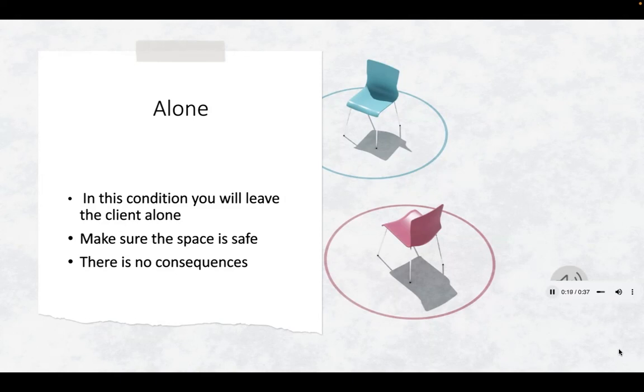Depending on the client and their behaviors, you may want to remove furniture from the room so they can't climb or anything and get hurt or fall. You could also get padded mats in the room to ensure safety. In this condition, there are no consequences.